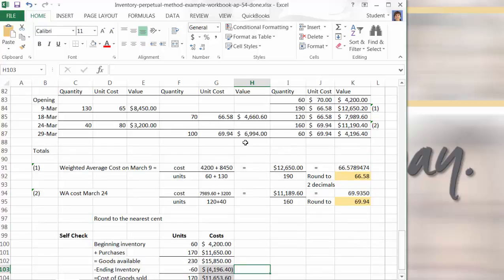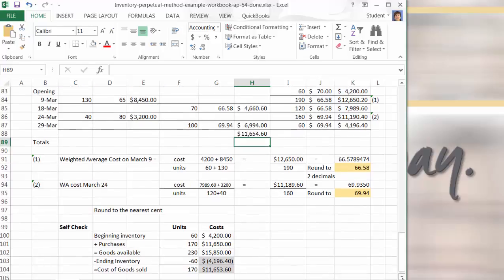Our self-check will go up and add together our sales amounts, and we're $1 different. And this can be off due to rounding. Because remember here, we took a half cent off. We rounded from 69.935 up to 69.94. So our cost of goods sold using this method is going to be a little bit different than our cost of goods sold down below.